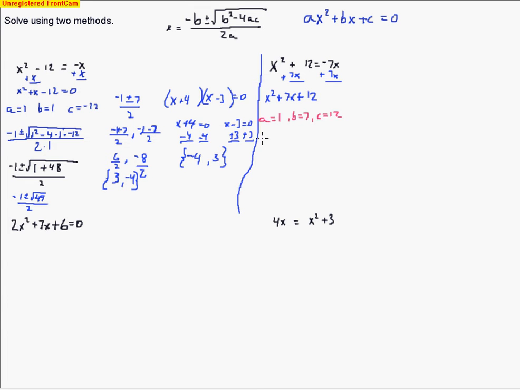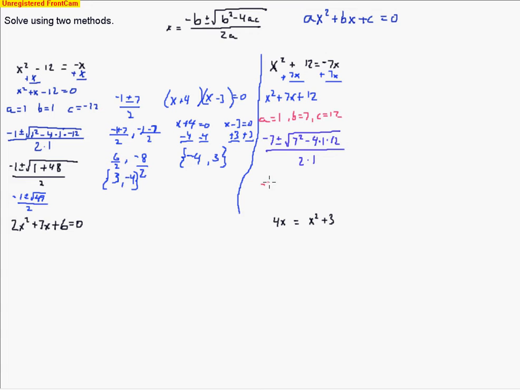So it goes the opposite of b, so negative 7, plus or minus the square root of b squared. So 7 squared minus 4 times a, which is 1, c is 12. This is all over 2 times 1. Well, we do some work there underneath that radical sign, and this is what we've got.